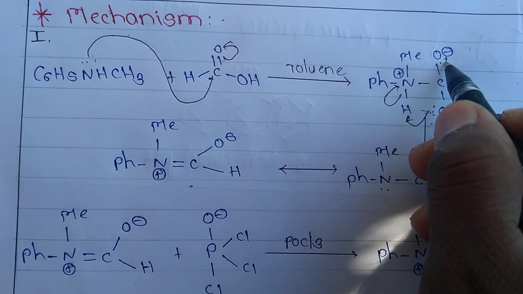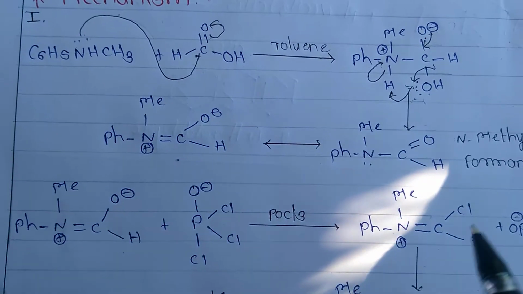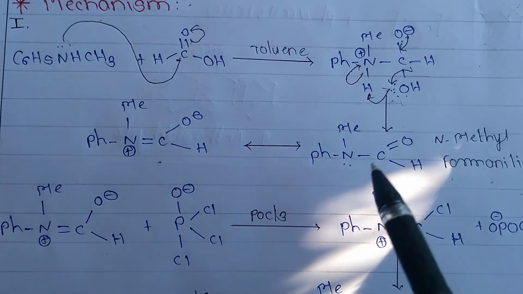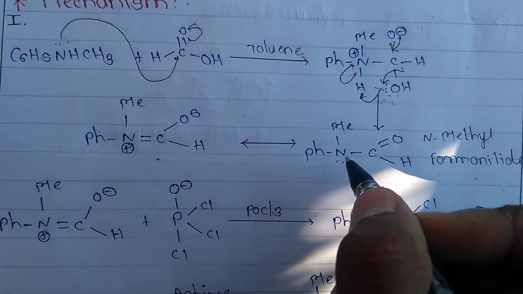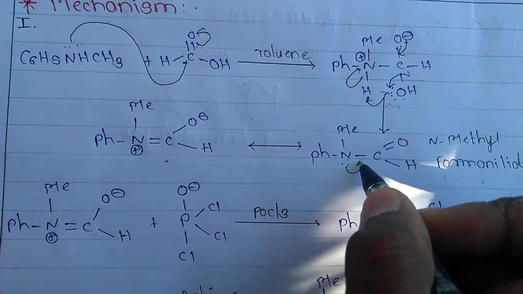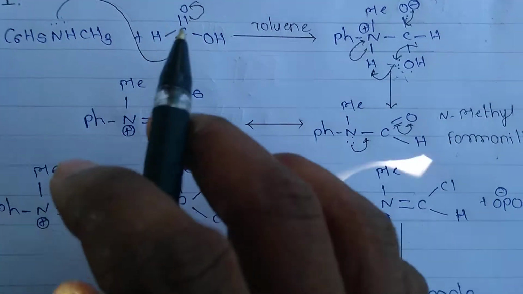So it can remove like this here, and it can remove like this. Here the formation of N-methyl formanilide takes place. It undergoes resonance like this. Its resonating structure is like this. This is our resonating structure.